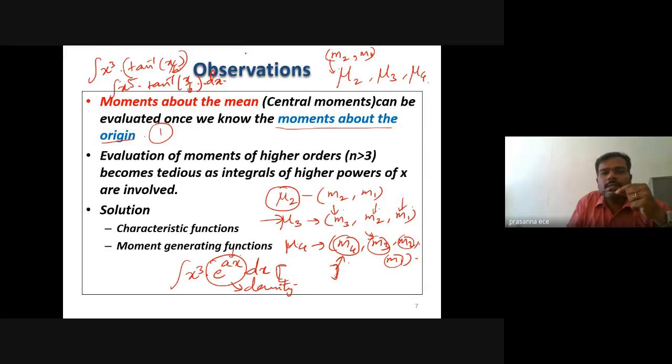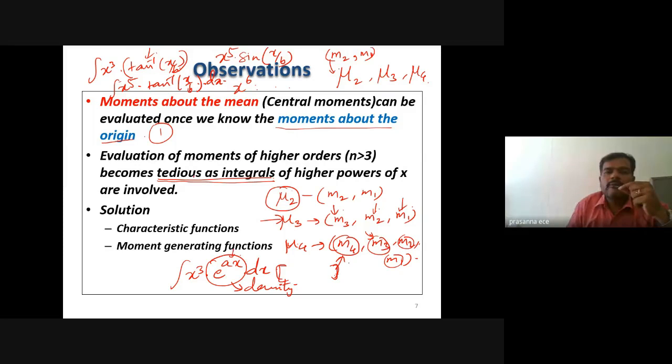It can be a sine function, sine of x by b, or cos square x by b. There are a lot of different functions which we can use as density functions. You have to evaluate some big power of x, like x power 5 or x power 6, into something, and find the answer. That means the integrals are very tedious.